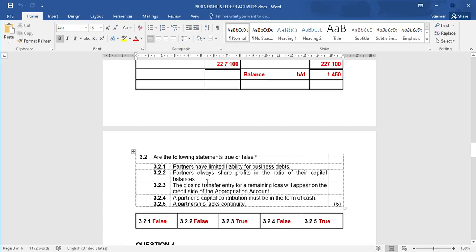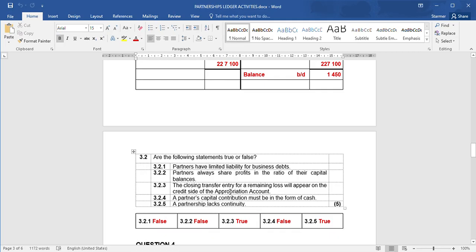Partners always share profits in the ratio of their capital balances. That is also false. They're shared according to whatever they've written down in the partnership agreement. Whatever they've decided on in that agreement is how they share the remaining profits.